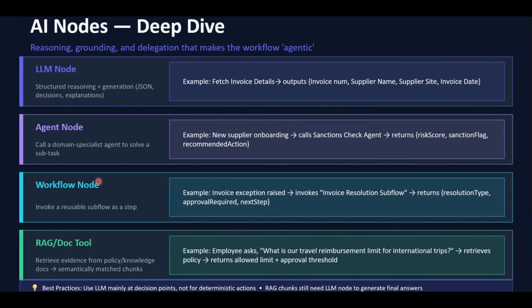Agent is a worker agent, but a workflow node contains the agent teams, both workflow agent teams as well as your supervisor agent teams. So think of it as a reuse button. Let's take an example. Let's say we have a payables related agent, and a invoice exception is raised, and how to resolve that.